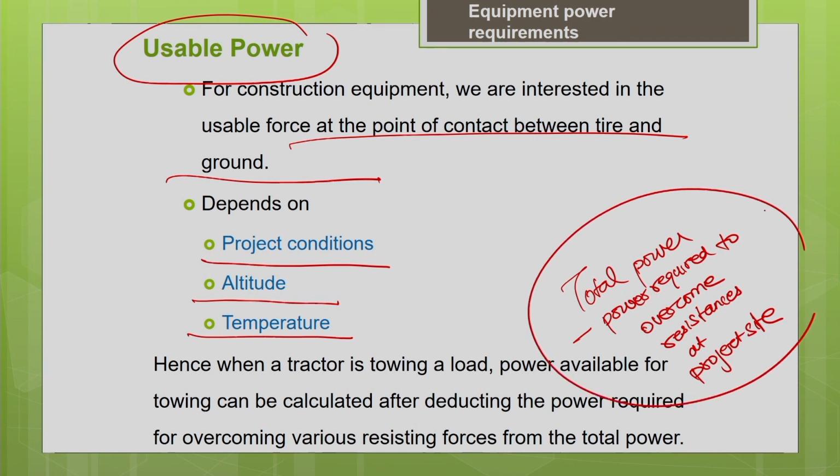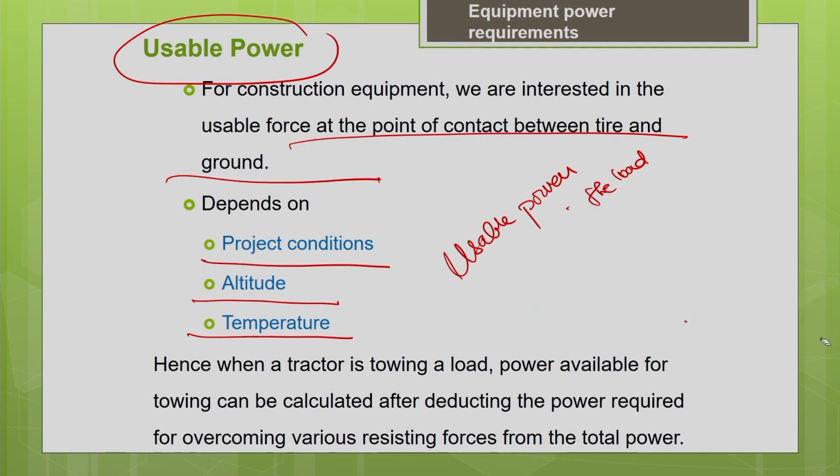So this will give me the actual usable power for towing my load. From the total power, you have to deduct the power needed for overcoming the resistances in a project site condition. After overcoming the resistance in the project site condition, only the remaining power is available for you to do the actual job of towing the load.